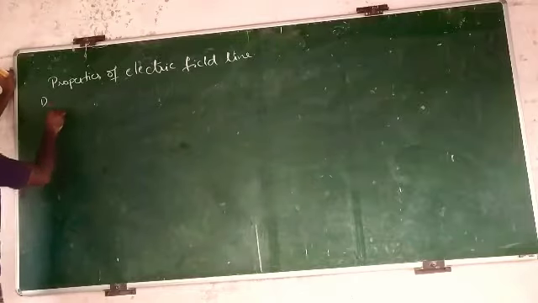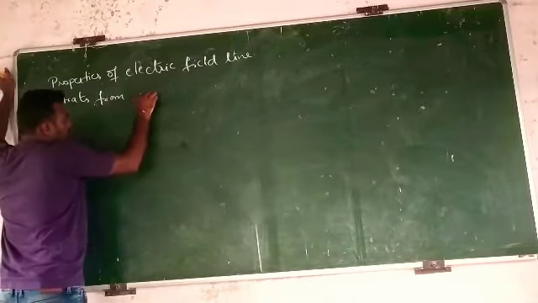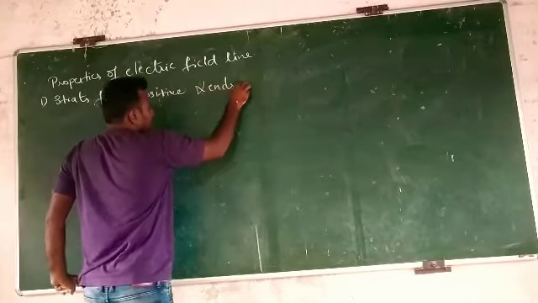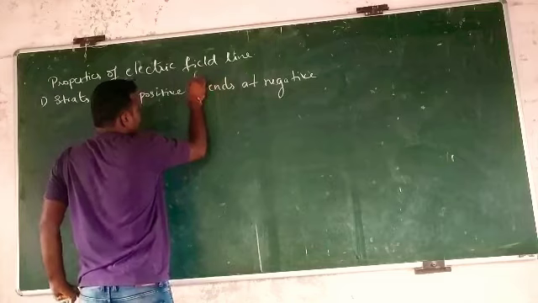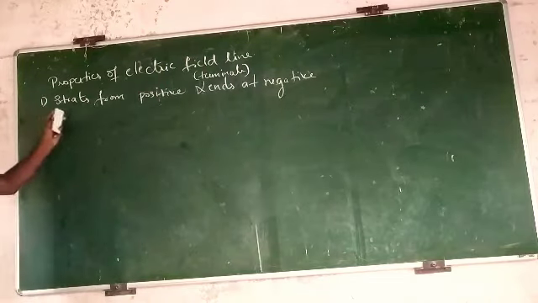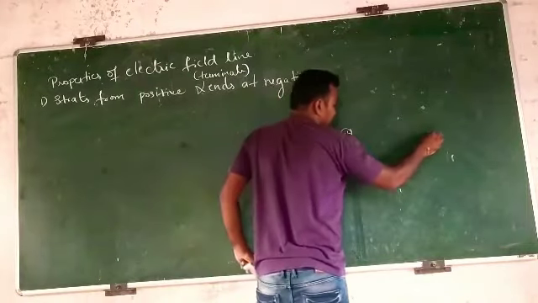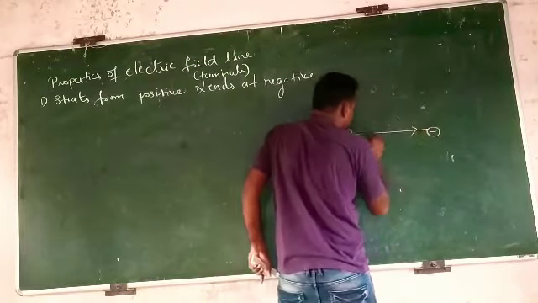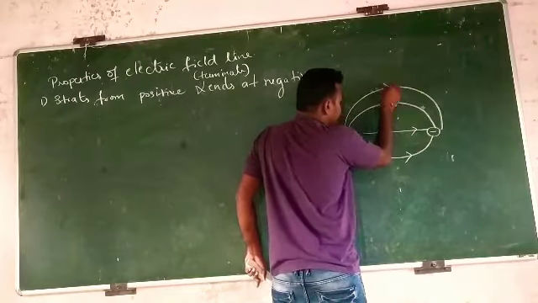Now, the first property: the electric field lines start from positive and end, or terminate, at negative. It means suppose there is a positive charge and a negative charge. The electric field lines start from positive and end at negative.